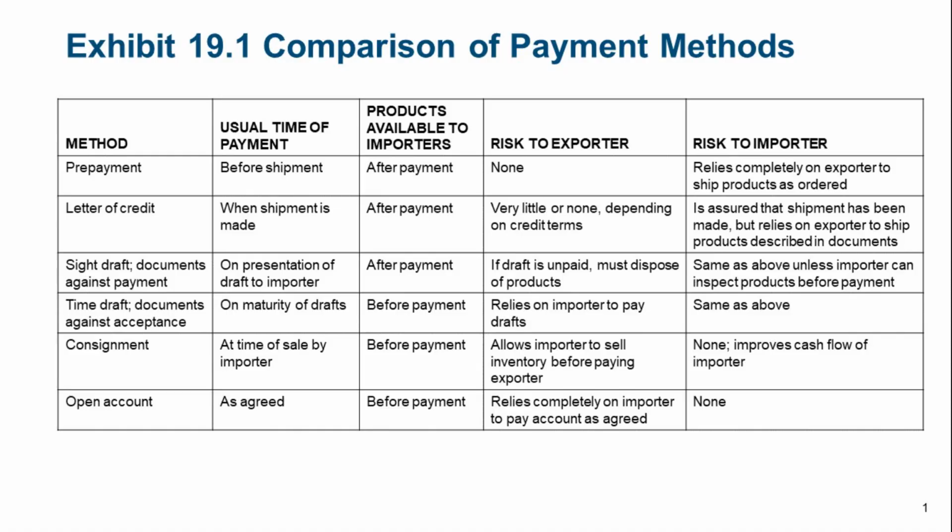Let's begin with a big picture comparison of payment methods. Exhibit 19.1 highlights how exporters and importers decide who takes on the risk. Prepayment means the buyer pays up front, giving the exporter maximum protection, but leaving the importer to carry the risk. At the other extreme, open account terms give the importer the advantage, while the exporter is trusting the buyer to pay later. Everything else falls somewhere in between.